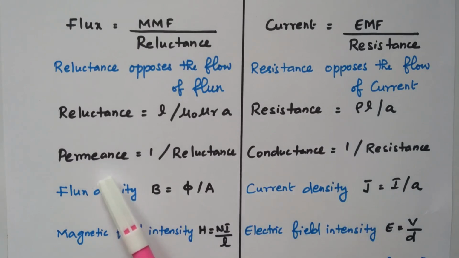The permeance is nothing but 1 divided by reluctance. The reciprocal of the reluctance is the permeance. Similarly, the reciprocal of the resistance is the conductance. Both are reciprocals. The flux density is nothing but flux per unit area, φ by A. Similarly, current density is current per unit area, I divided by A.